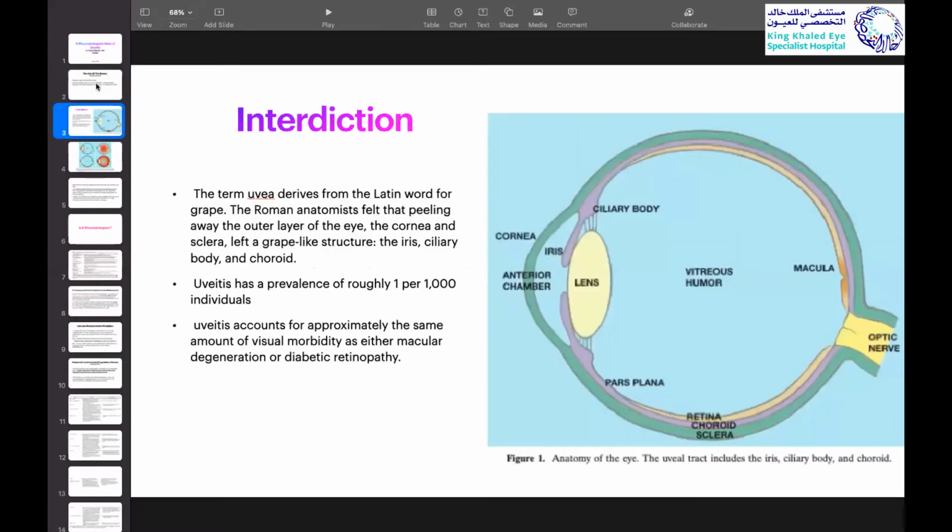A small introduction: why is the uvea called that? It's a Latin word that means grape. The Roman anatomists felt that peeling away the outer layer of the eye, which is the cornea and the sclera, would leave grape-like structures, which are the iris, ciliary body, and choroid. The prevalence is about 1 in 1,000 individuals, and uveitis per se accounts for approximately the same amount of visual morbidity as macular degeneration and diabetic retinopathy.